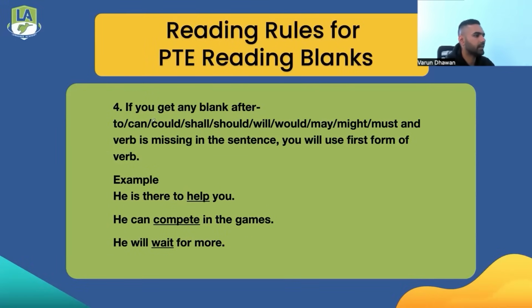Next rule, if you get any blank after to, can, could, shall, should, will, would, may, might, must, and verb is missing in the sentence, you are likely to use first form of verb. With to, with can, with could, first form of verb. He is there to help you, first form, not helping you, not helped you. He can compete in the games. You'll never say he can competed in the games or he can competing in the games.